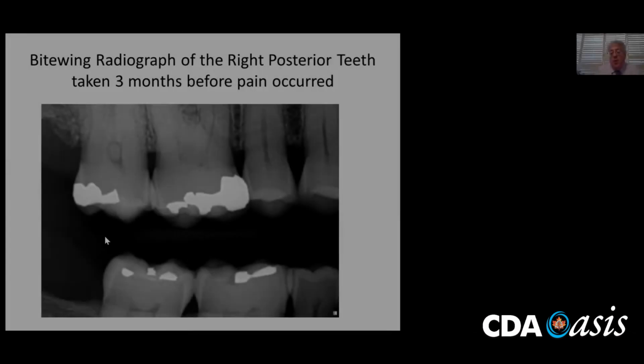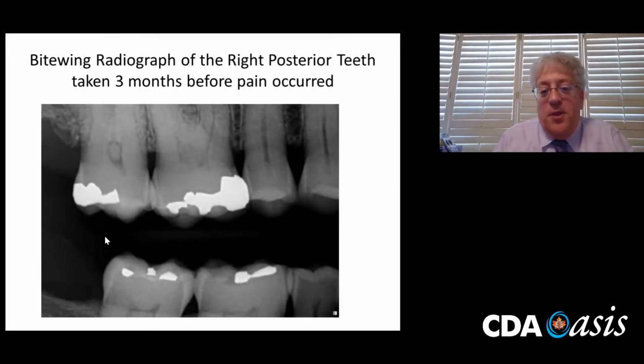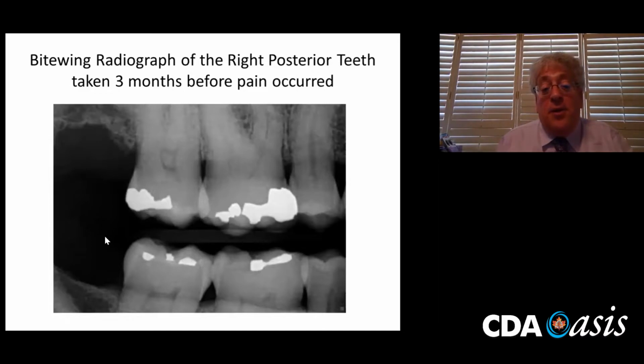Here we have a typical bitewing radiograph taken on this patient of mine who I've had the pleasure of treating for over 25 years. And you can see they have small amalgam restorations, and these were taken 3 months before the pain occurred. And so you can see that there's good bone support, there are small restorations, and here's another bitewing that's taken just showing the right side, and this is the situation that we have.